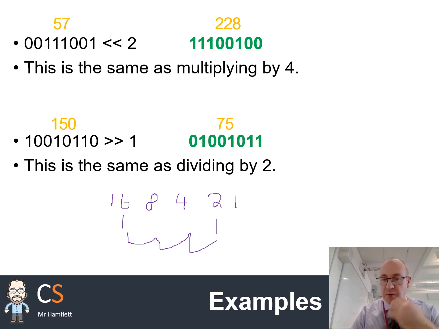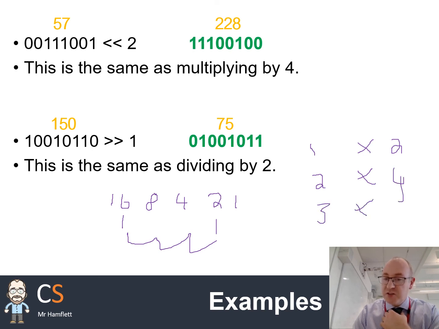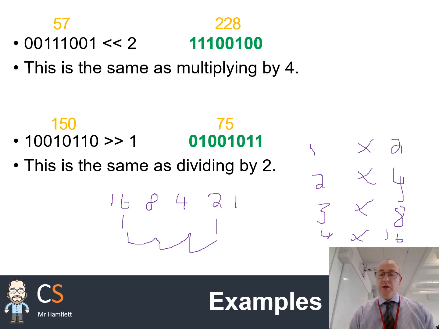So if I've got a bit shift of 1, it's the same as timesing by 2. A bit shift of 2, the same as timesing by 4. A bit shift of 3, the same as timesing by 8. A bit shift of 4, same as timesing by 16. Hopefully you get the idea. It just keeps going on like that. The same goes for divide. If I bit shift to the right by 1, I divide by 2. If I do a bit shift by 2, the same as dividing by 4, and it just doubles each time.